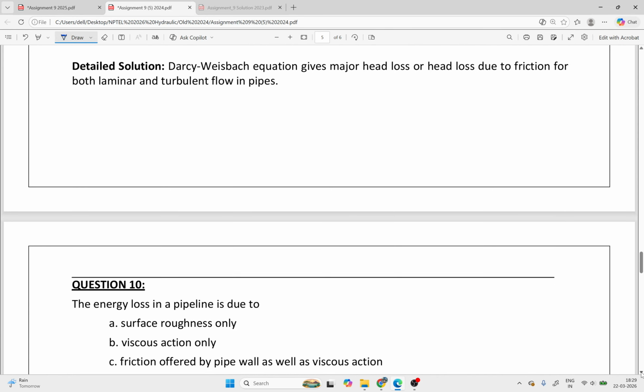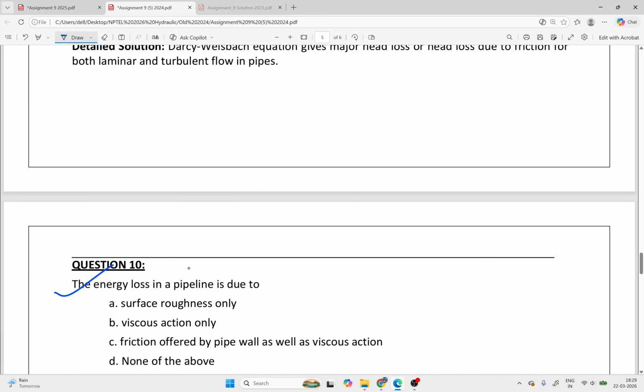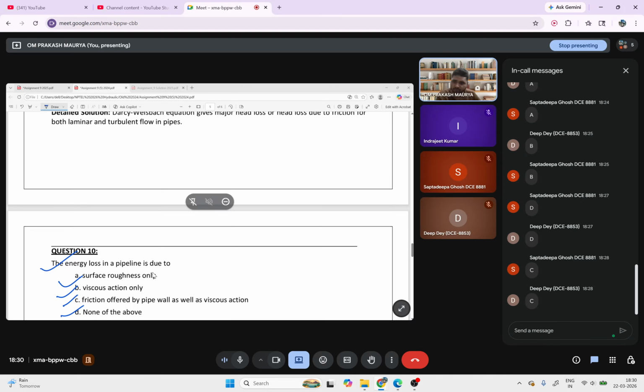Question number 10. The energy loss in a pipeline is due to surface roughness only, viscous action only, friction offered by pipe as well as viscous action, or none of the above. So please think, your energy loss in a pipeline is due to what? Whether it is roughness, viscous action, friction offered by pipe as well as viscous action, or none of these. Okay, so Deep is telling C and Ghosh is also telling C.